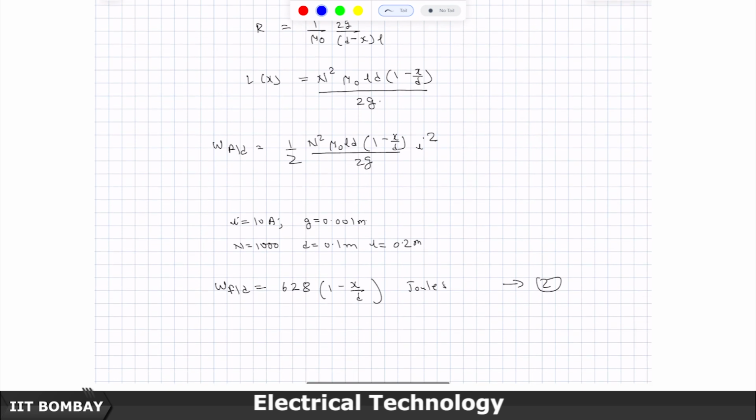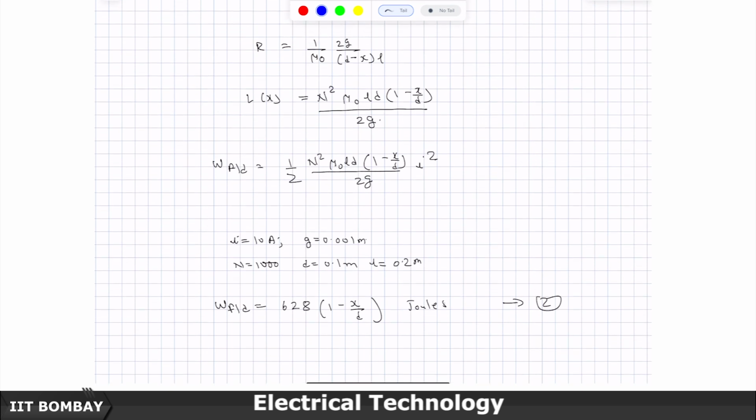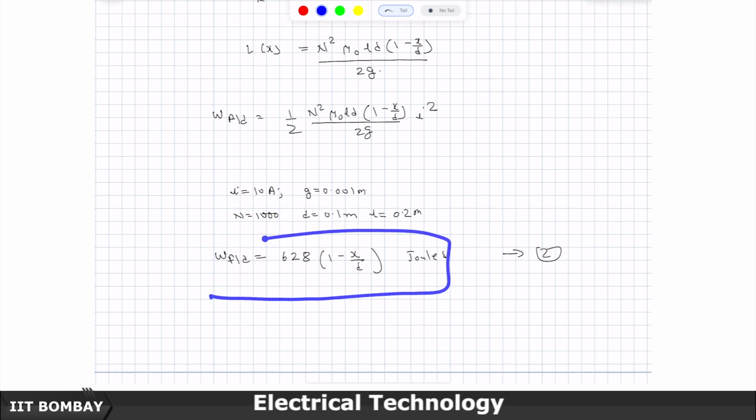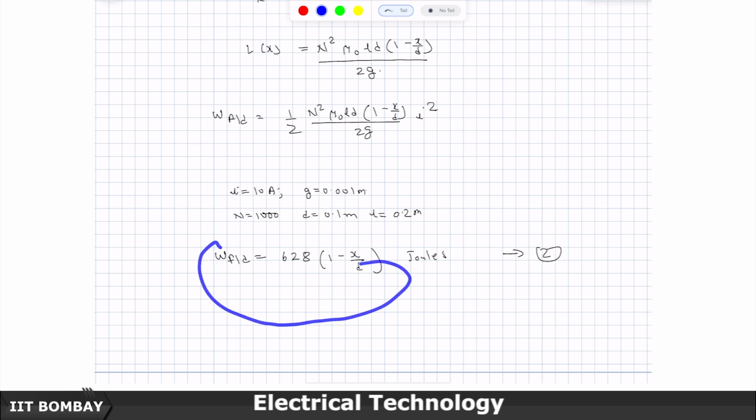Now, I plug all this in, and I can immediately calculate what I was talking about in the previous examples: what is the field energy which will be set up as a function of x, for this given current. Of course, the current is kept constant; remember the current is given to you to be 10 amperes. Therefore, it just turns out to be 628 times (1 minus x by d).